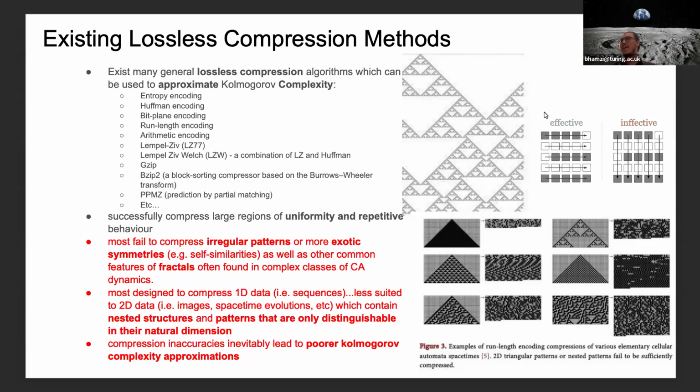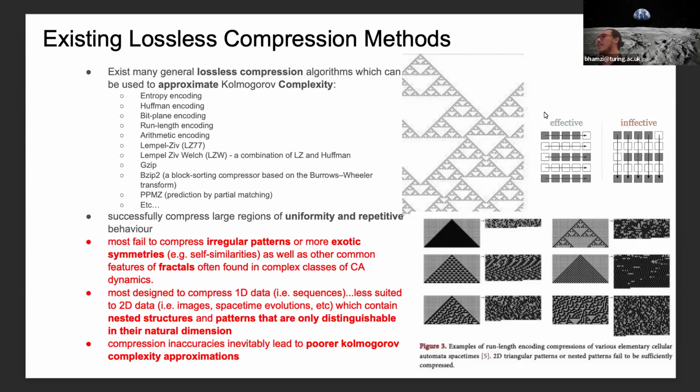These types of symmetries, and other features found in fractals. And most are designed to compress one-dimensional data sequences, obviously, so they're less suited to things you find like nested structures, patterns that are only distinguishable in their natural dimension. And so obviously inaccuracies in compression lead to poorer approximations of complexity. Here on the right, you've got an example.